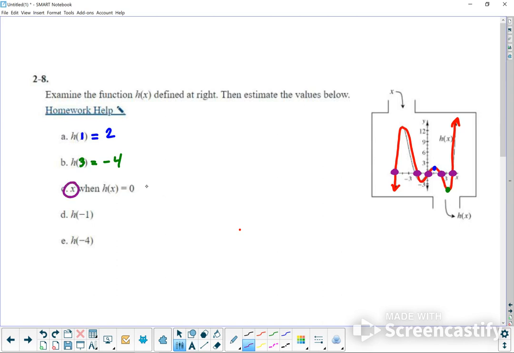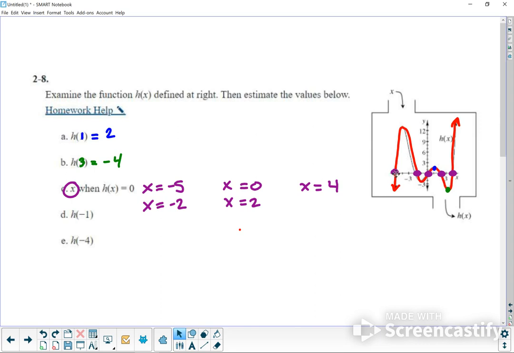So we'll say when x is negative 5, negative 2, when x is 0, right here, when x is 2, and when x equals, let's see, 3, when x equals 4. Okay, so it's all these places. So when the function is 0, which means it's right on the flat, so that's negative 5, it's at negative 2, it's at 0, it's at 1, 2, and it's at 4. Okay.